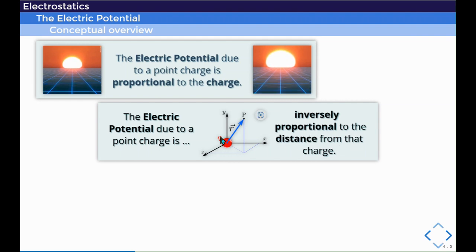So that means that all of the points that are a distance r away from that charge are going to have the same potential. And if I double r, I halve the potential. That's what it means to be inversely proportional. If I double the distance away from the charge, that means I halve the potential. The potential at a distance 2r is half the potential at a distance r. Now it keeps getting smaller and smaller as r gets bigger and bigger.